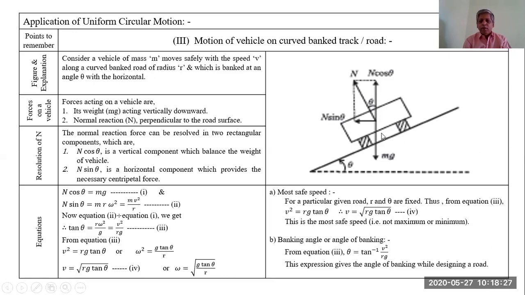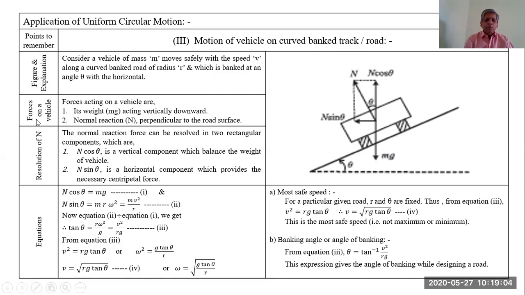On this banked road, now I explain from the diagram. Consider a vehicle of mass m that moves safely with speed v along a curved banked road of radius r, which is banked at an angle theta with the horizontal. This is the first point to remember in explaining these applications.